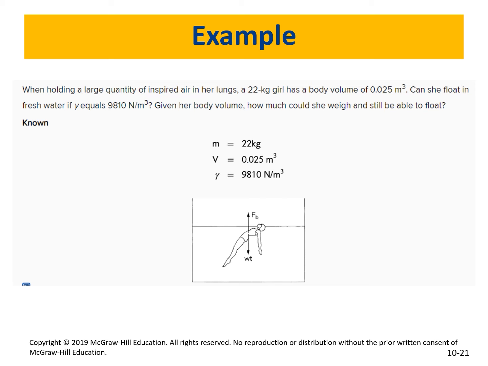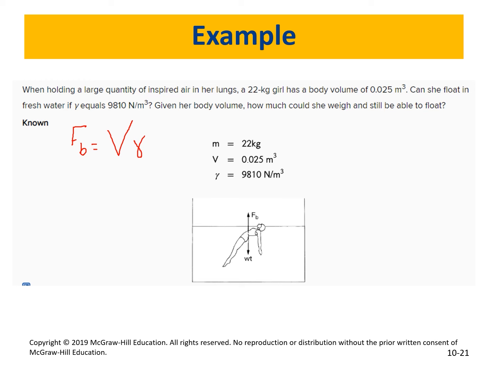For this problem, make sure that you find the buoyant force first, and then look at the weight and see if the buoyant force is larger or smaller. If it's larger, the body will float. If it's smaller, the body is not going to float. And also find how much the weight should be for the girl to float. The formula? So FB, I'm writing here, FB equals V, the volume, multiplied by gamma.